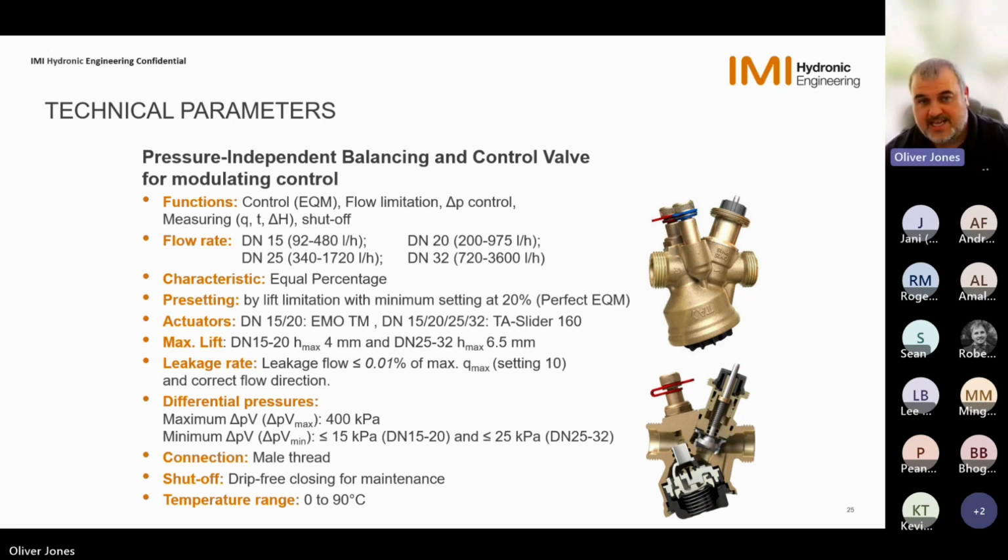Our differential pressures, again, we're at a maximum of 400 kPa, and then our DPV minimum is 15 kPa on the 15 to 20, and 25 kPa on the 25 to 32. The smaller valves are male threaded, so they actually come with a G thread, and we have a drip-free closing for maintenance, and the temperature range is typically 0 to 90 degrees. We do have an alternative which goes up to 600 kPa and is permissible for temperatures between -10 and 120 degrees. I'll touch on that slightly later.